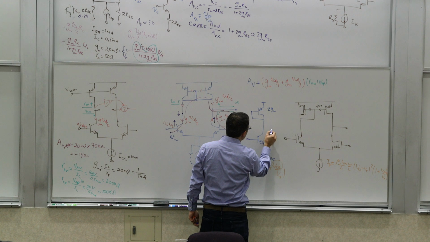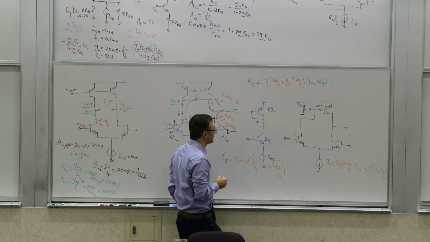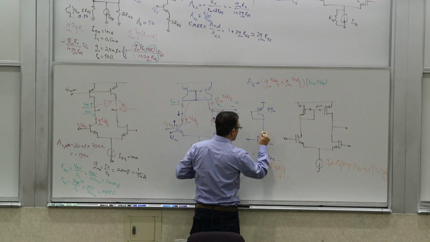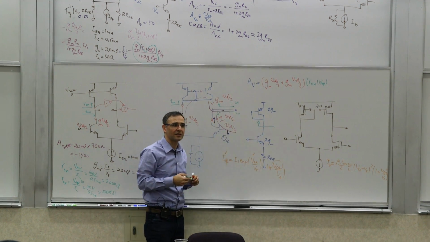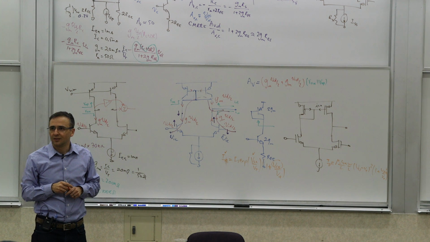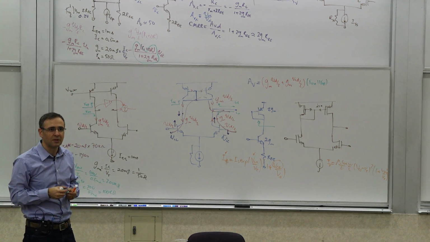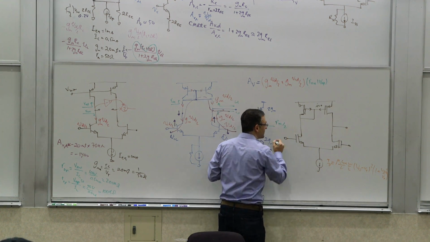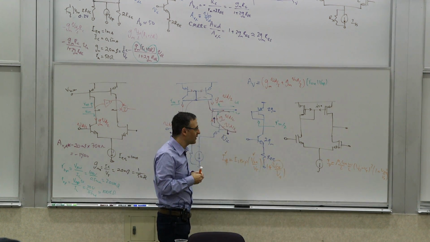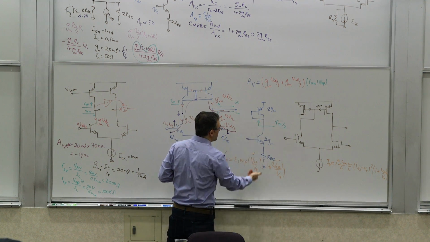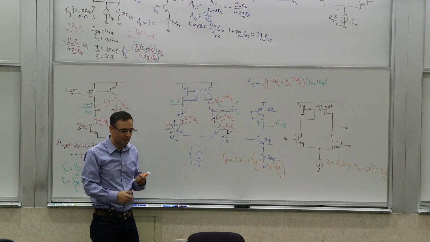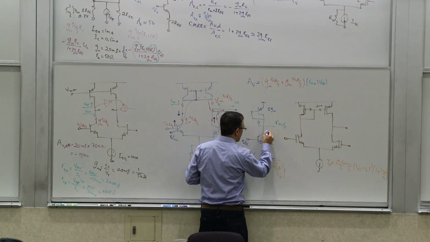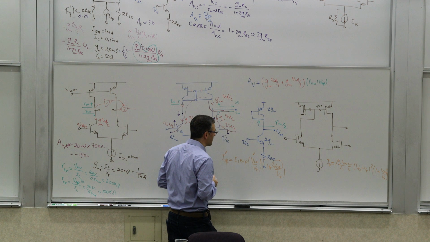So what do I see? What do we see here? What is that resistance you see here? What do you see looking into a diode connected transistor? Rm. So basically, since you have two of them in parallel, you have Rm over 2. And your drive is 2 GM. So the question is, what is the gain of this stage? This is VIC, and this is VOC, the common mode input and common mode output.